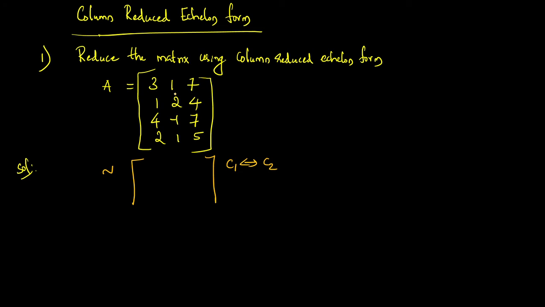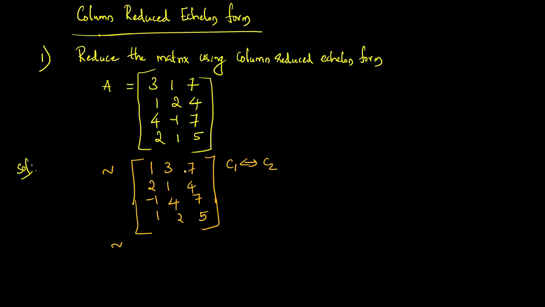If you look, we can see that the first element of the second column is 1. Therefore, we can interchange the first and second columns so that we get the first element of the first row as 1. Therefore, interchange C1 and C2. That is first column and second column. Then we get the first element of the first row as 1.